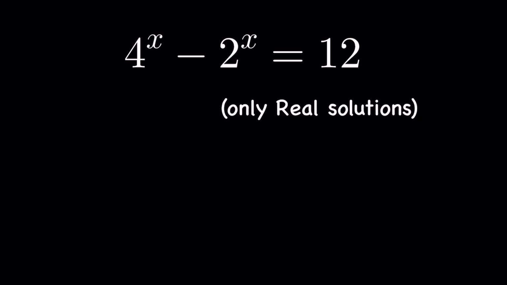4 raised to the power x minus 2 raised to the power x is equal to 12. We have to find the value of x, and only real solutions for x. So x can have only a real solution.